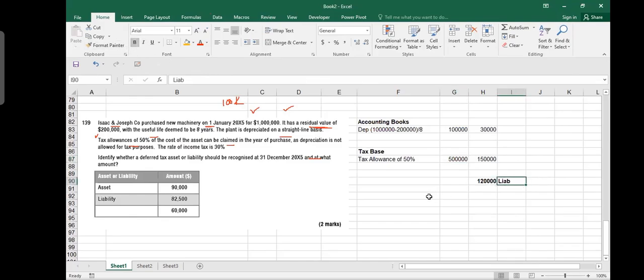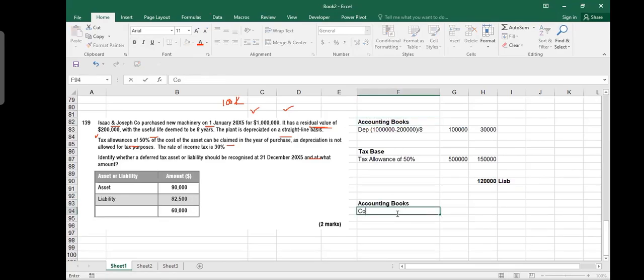This is one way of doing that. The other way, which we said we can do, is this. Our cost was $1 million. Our depreciation was 100,000 in year one, and let me actually put it as minus. And this is my book value. I would call it my net book value, which was 900,000. So 900,000 net book value comes in my accounting books.